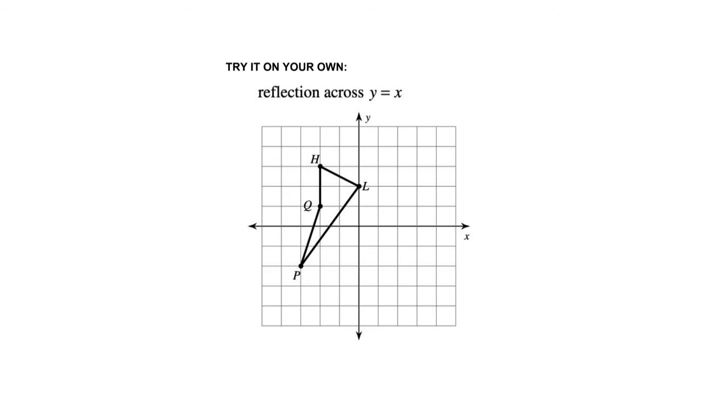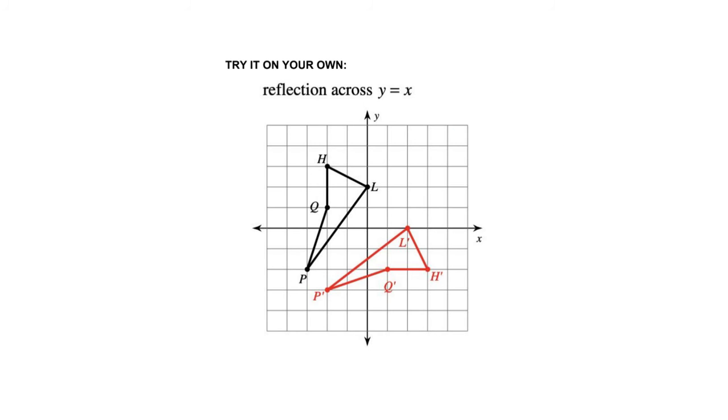Now I want you to reflect across the y equals x line, so try this on your own. Again, your y equals x line looks like this. Our rule is reflection over y equals x changes our (x, y) to (y, x), so you flip your x and y's. Pause this and try it, and then I'll show you the solutions.